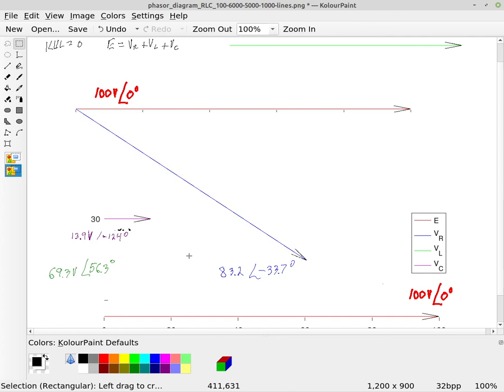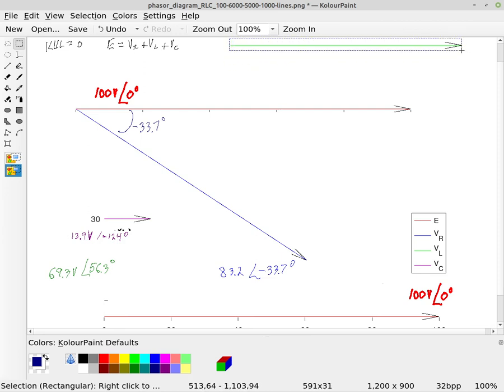And so this is my minus 33 degrees right here. Right? So this is minus 33.7 degrees. It should have been 33.7. It's actually 34, so it's just a hair off. And so now I want to add the green to the end. Down here, I'm going to add the green to the end of the VR. Right, so the green is VL.